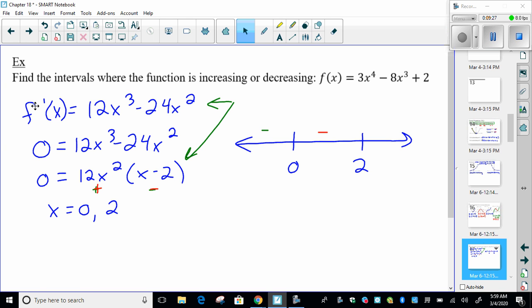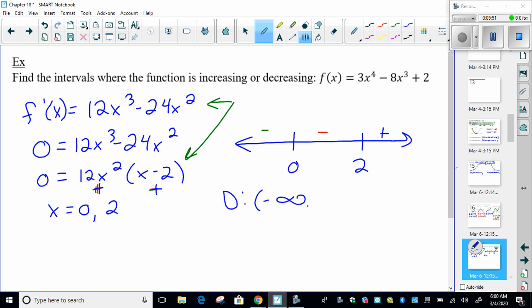And then lastly, I'm going to pick a number that's bigger than 2, like 3. If I put in 3, this is positive, and this is positive, and a positive times a positive is a positive. So what I've just figured out now is where my slopes are negative and where they are positive, and then of course I had the zeros. If my slopes are negative, we know that's decreasing. So I have a decreasing function from negative infinity to 2, but I have an increasing function from 2 to infinity.